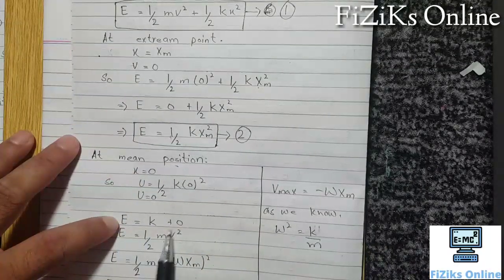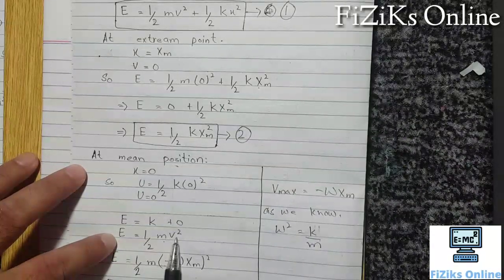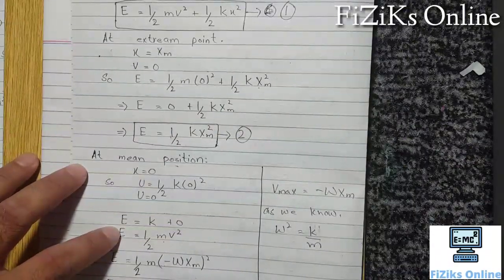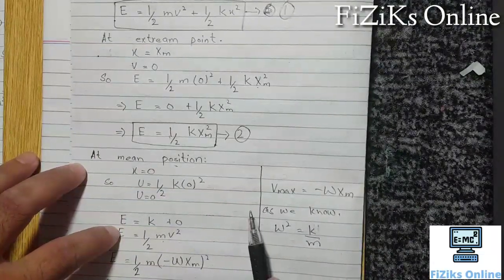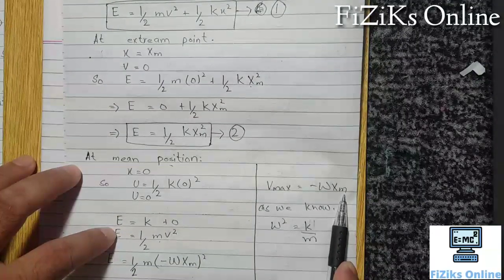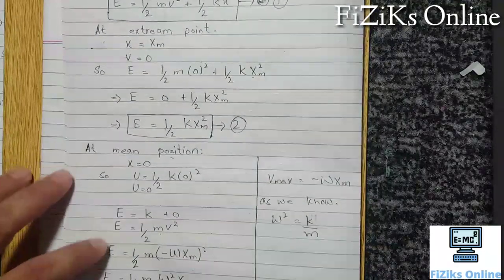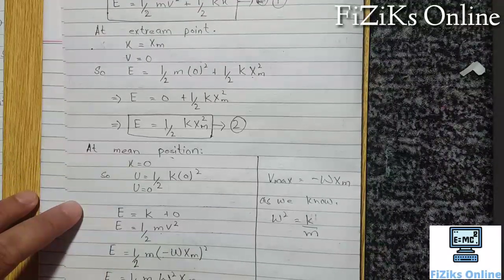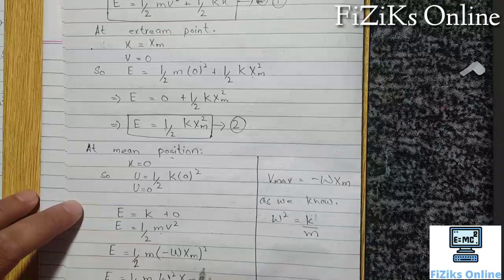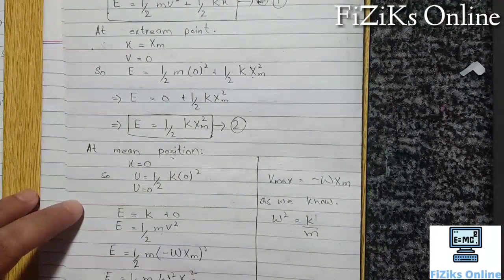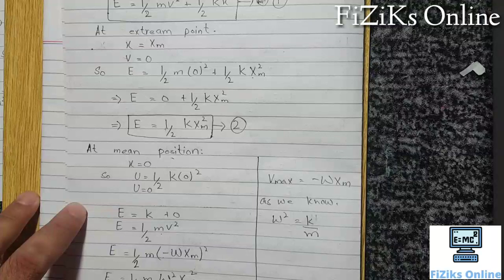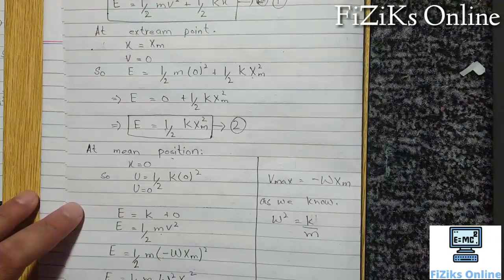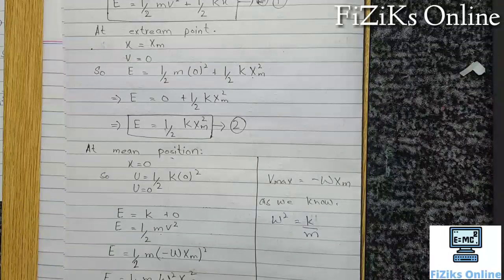The energy at mean position will be kinetic energy, half mv squared. v will be maximum at mean position, and we know that the maximum value of v is omega xm. Putting this value here gives us E equals half m omega squared xm squared. Omega squared equals k by m, so we will put the value of omega squared here. m will be cancelled with m, and energy will be half k xm squared.